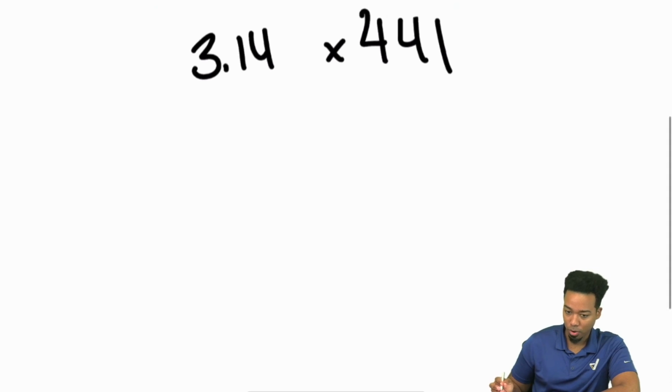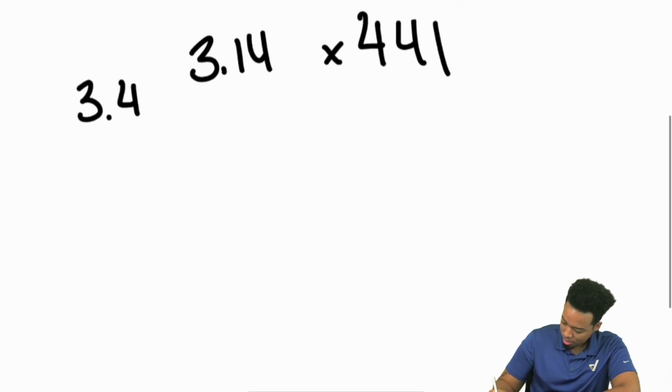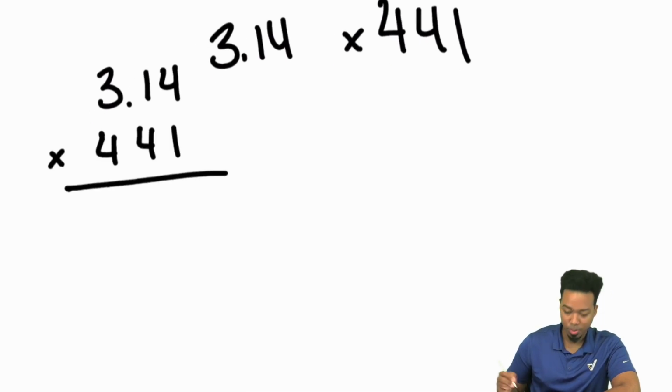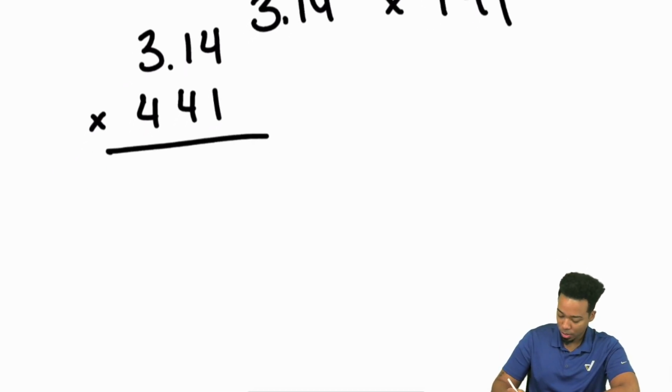3.14, 441. Right over here. Let's go ahead and make sure we write that correctly. And then multiplied by 441. Just because it's 3 by 3 doesn't mean it's impossible. Here we go. Let's get to work. So let's go ahead and get that out of the way.